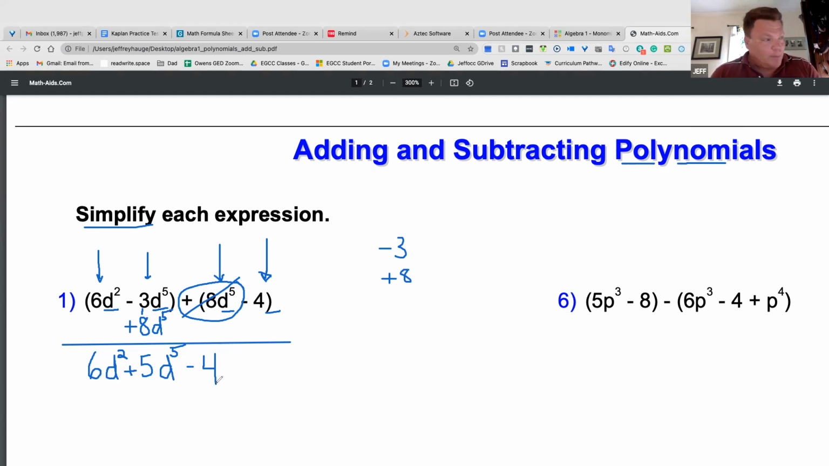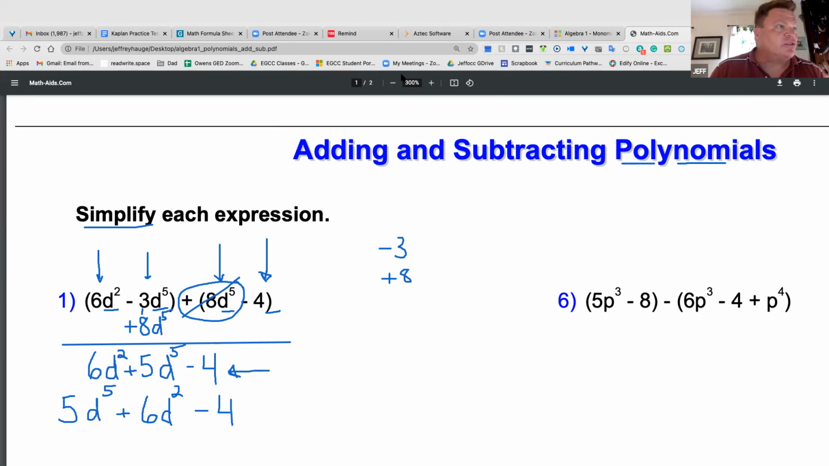Now, the most proper form would be that the most complicated terms would go first. So if the answer looked slightly different, because d to the 5th is more complicated than d to the 2nd, that would be the perfect way to write it. But this is still right. So all we do is get the families together, do the little bit of math, and that's simplifying each expression.